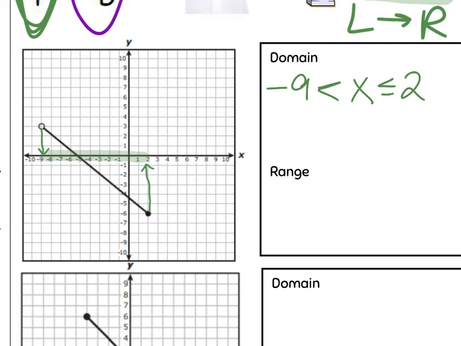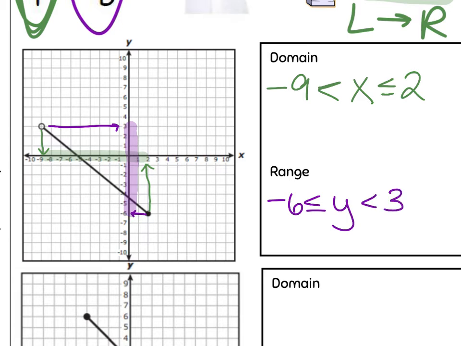We haven't talked about this in a minute, so I know we're dusting off some cobwebs here. The range is from bottom to top. What's the lowest that this goes? What's the highest that this goes? 3. So we're saying the range, or the y values used, is all of these numbers. From negative 6 with a closed circle, all the way to 3 with an open circle.